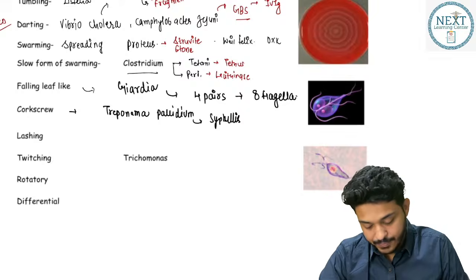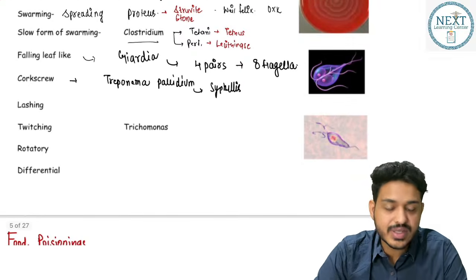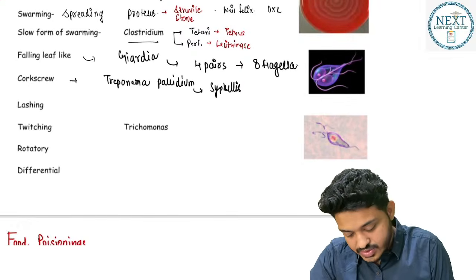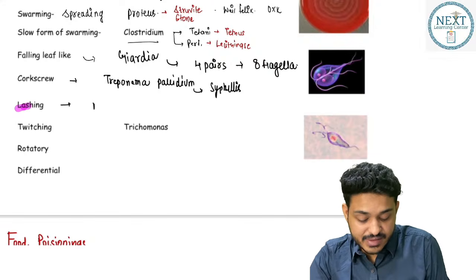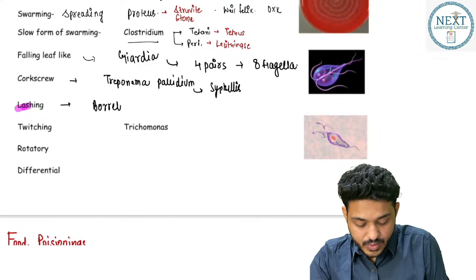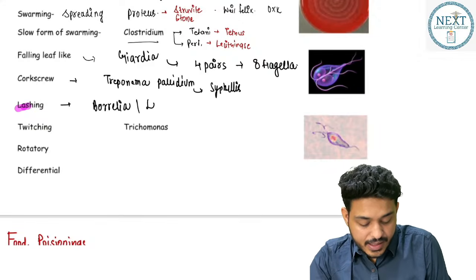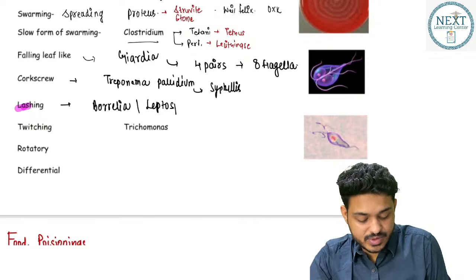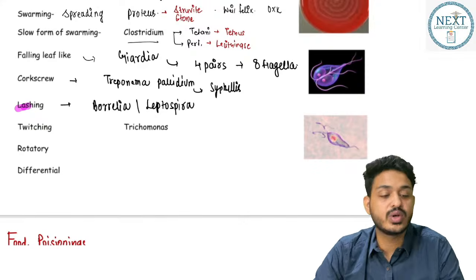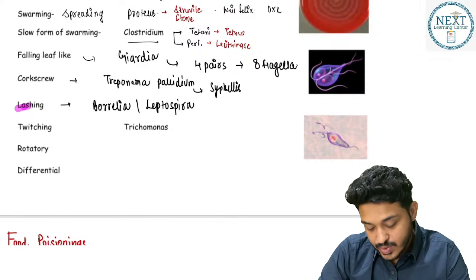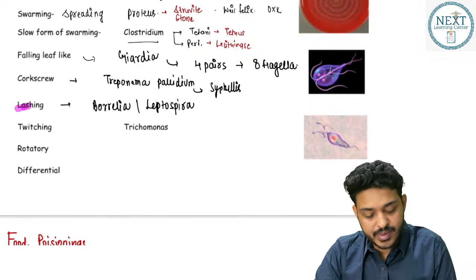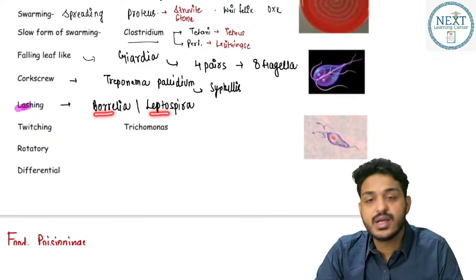Trophozoite of Giardia. Okay. Lashing, how will you keep a corpse? Remember the corpse, how were we keeping it? Wrapped in a sack, right? So this is going to be seen with Borrelia and Leptospira. This is seen with two organisms, Borrelia and Leptospira will be having lashing motility. How will you keep a corpse? Wrapped in a sack. So you can remember wrapping in a sack, right?